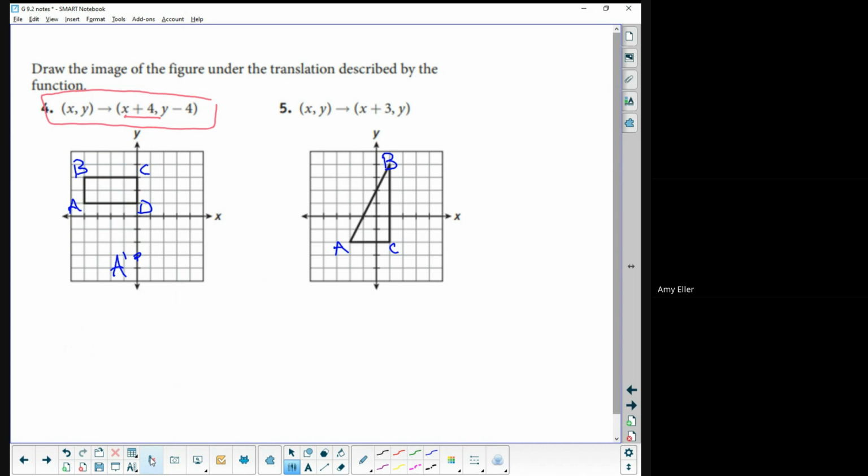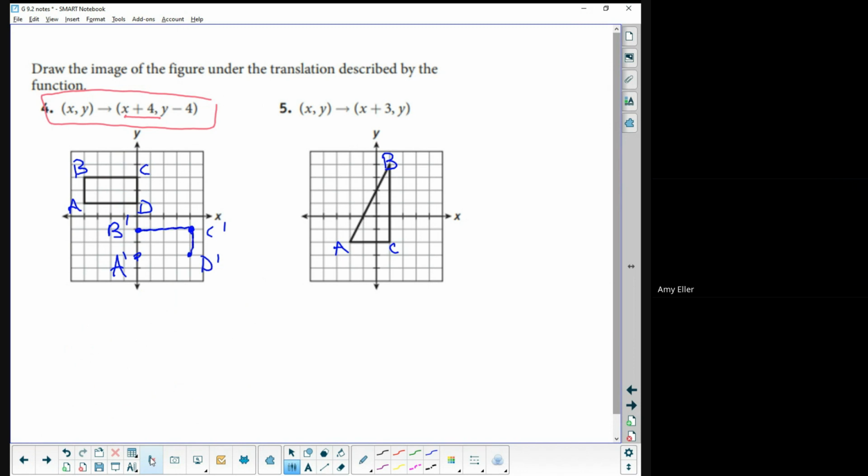Now move point B over to the right 4, down 4. Then do C. Now, if you look at mine, I have 3 points done. Can you guys tell where point D is going to go without me sliding it around? I'm just going to complete the figure. You can do that. You don't have to go over 4, down 4, every single dot. If you know what your picture is going to look like, you can just put your last point in.